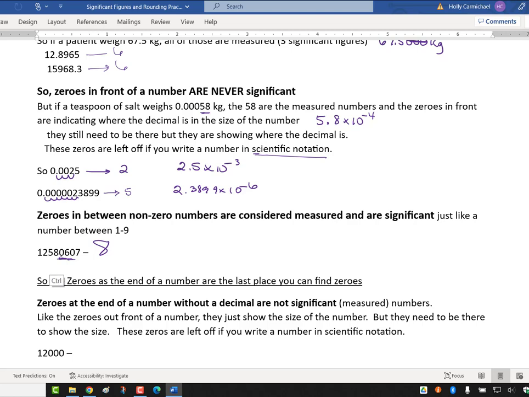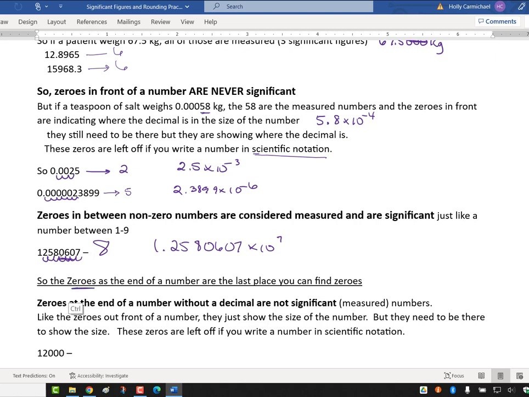If I put this in scientific notation, I have to keep everything. If you don't see a decimal place, remember that means the decimal place is at the end. So 1, 2, 3, 4, 5, 6, 7. So this would be 1.2580607 times 10 to the 7th. Positive exponent because my number is bigger than 1.